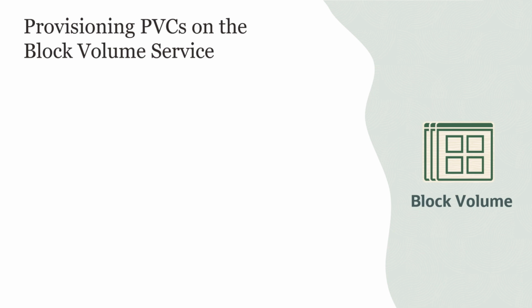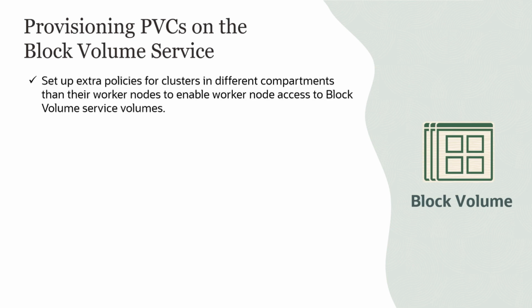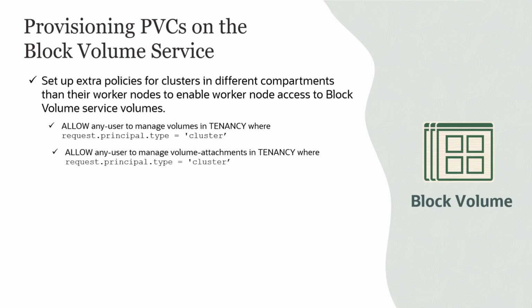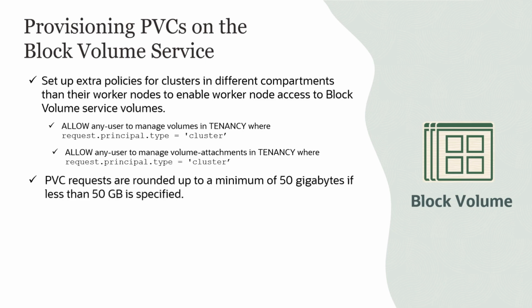In order to provision PVCs on the block volume service, you must establish supplementary policies when the cluster resides in a distinct compartment from its worker nodes, to grant the necessary permissions for worker nodes to access block volume service volumes. You must explicitly grant permissions for any user to manage volumes in the tenancy where request.principal.type is set to cluster. You must extend permissions to allow any user to manage volume attachments in the tenancy where request.principal.type is set to cluster.